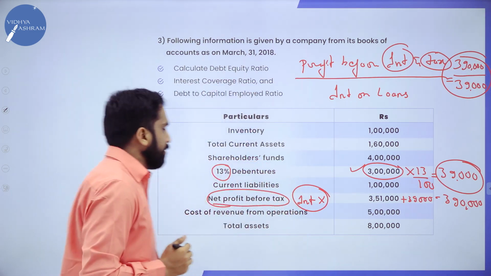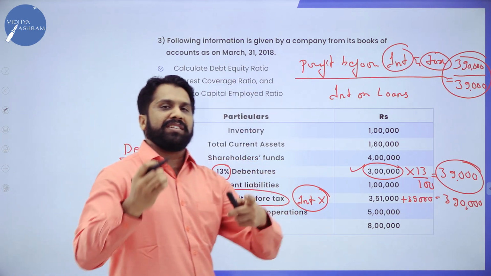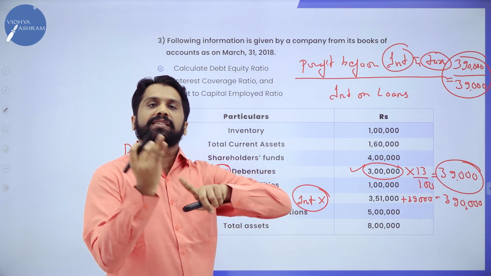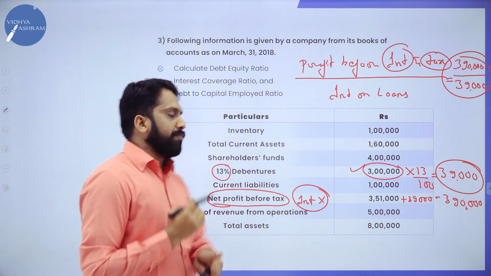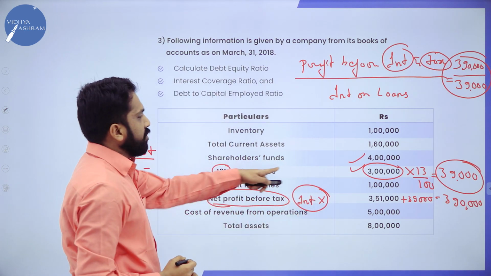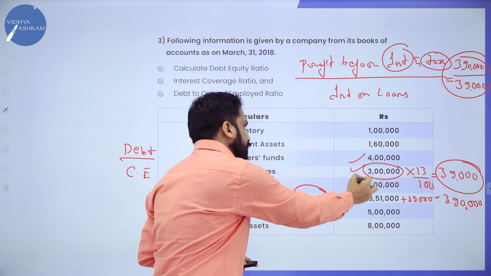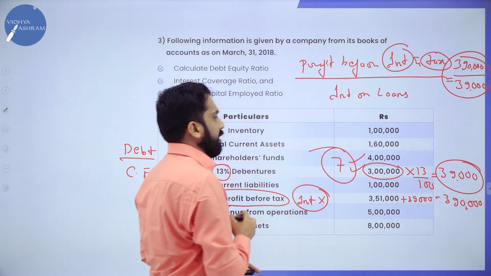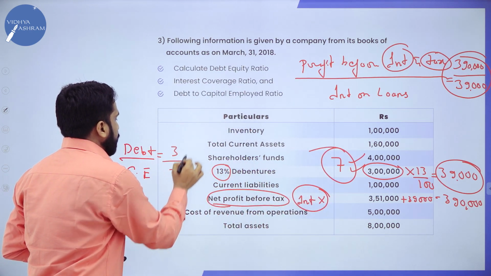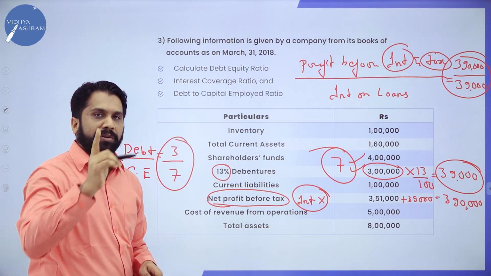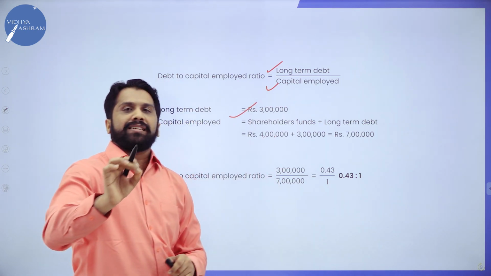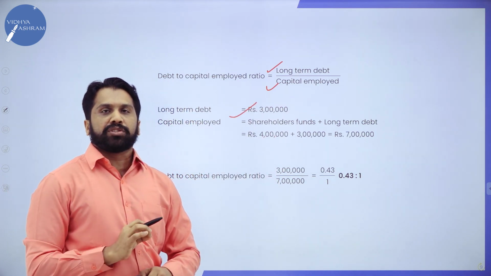3 lakh. Now, capital employed, I told you, easy formula. Your shareholders' fund plus debenture is called capital employed. Your shareholders' fund, how much? 4 lakh. Your debenture, how much? 3. 4 plus 3 is 7 lakh. So your debenture is 3 and your capital employed is 7. We'll go to the answer. So long-term debentures, as I told you, it is 3 lakh, given directly in the question.